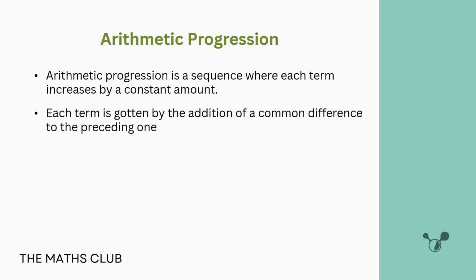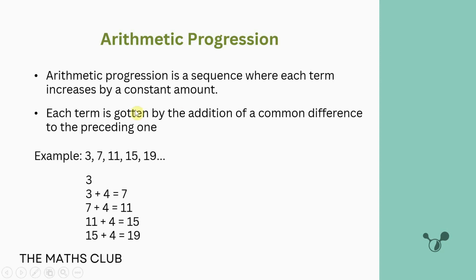So the next term is gotten by the addition of a common difference to the previous one. So maybe I'm adding 2 to the previous one, and I'll keep on getting the next values in the progression. An example is 3, 7, 11, 15, and 19.